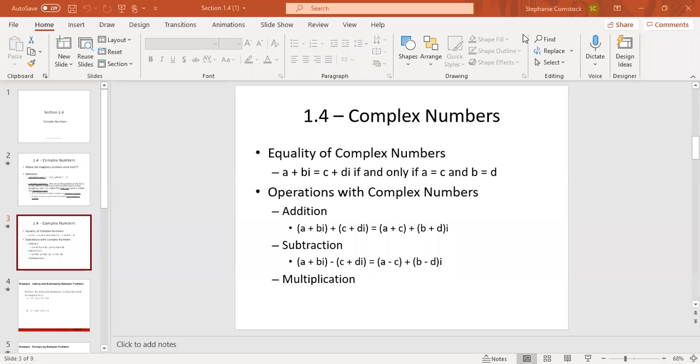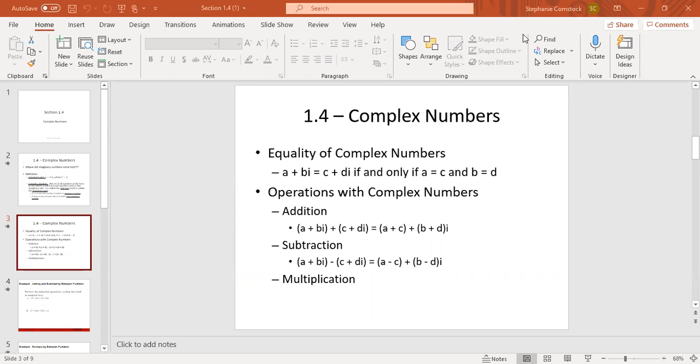Okay, so in this section, we're going to talk about some of the stuff that we can do with complex numbers. The first thing is equality of complex numbers. Now, I need to specify that that is a dash at the beginning of that first thing. That is not a negative sign. It's just the symbol that the PowerPoint picked up.